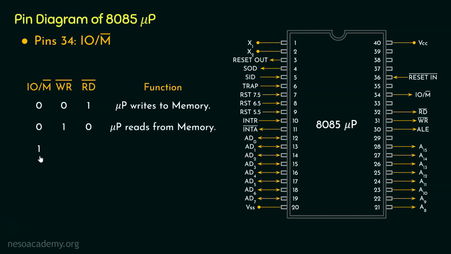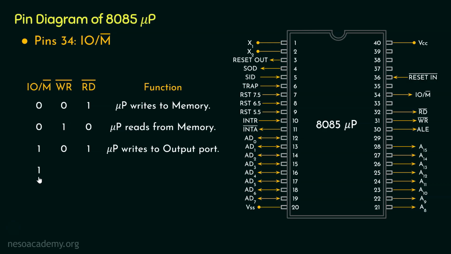Now if IO/M bar is 1 and at the same time we have this configuration of both WR bar and RD bar, that is, WR bar is 0 and RD bar is 1, what will be the functionality in that case? Now this pin is 1, so we are not referring to the memory, however, we are referring to the output port. Now why exactly output port? Because WR bar is 0, that is, the microprocessor is interested in writing. And at the same time, RD bar is 1, so this is inactive. Therefore, the functionality is going to be microprocessor writes to the output port.